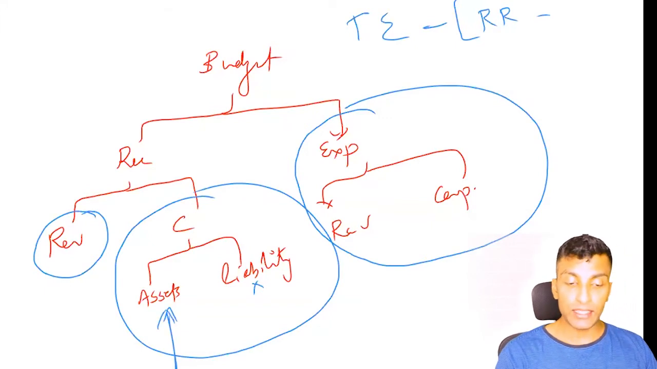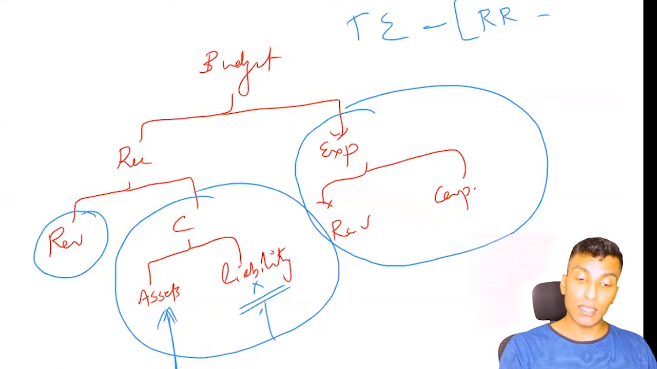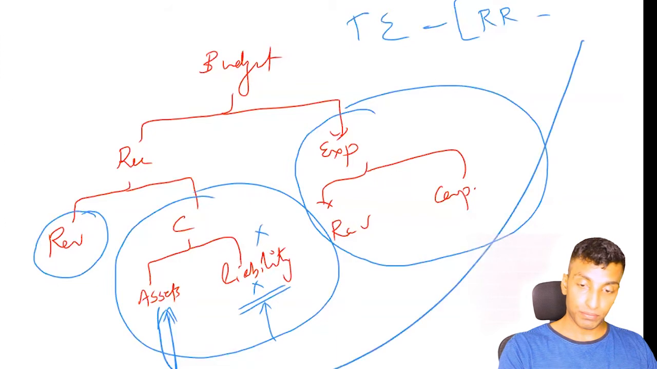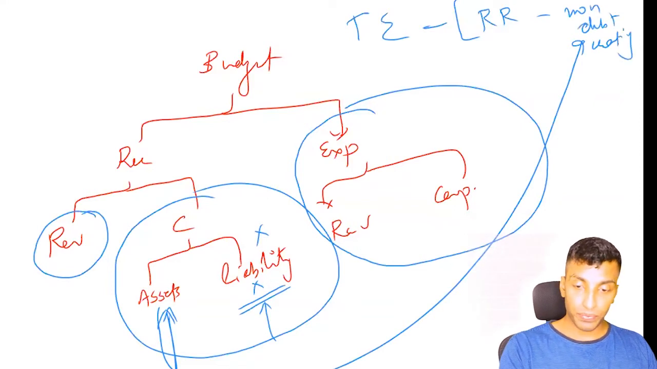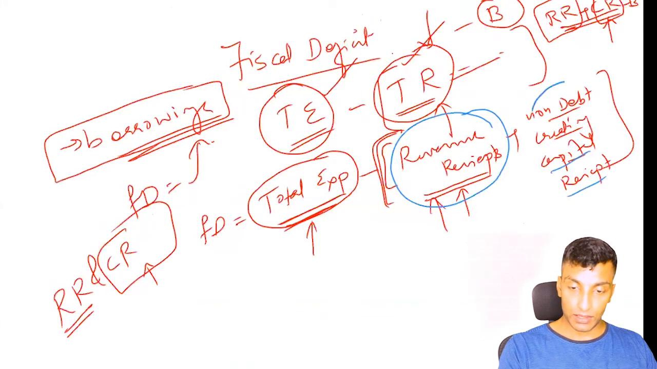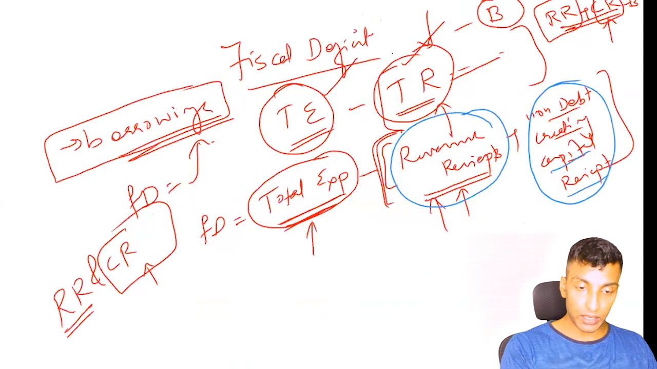Non-debt creating. Why is it non-debt creating? If you turn your page back, I have told you it is related to disinvestment or selling of assets, etc. These are not creating any debt. But the liability, what we discussed, is the borrowing. So this is the borrowing part, and we exclude this. So this part will come. That is what non-debt creating means. Non-debt creating asset, or non-debt creating capital receipt. I hope this is clear.